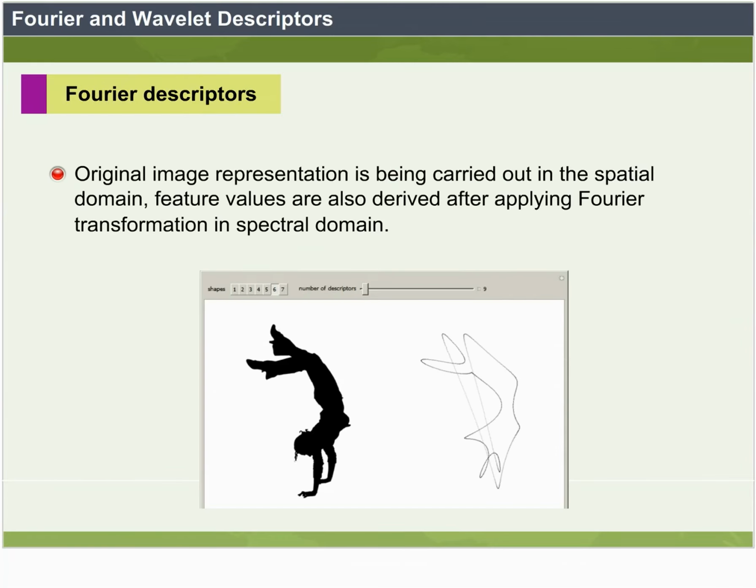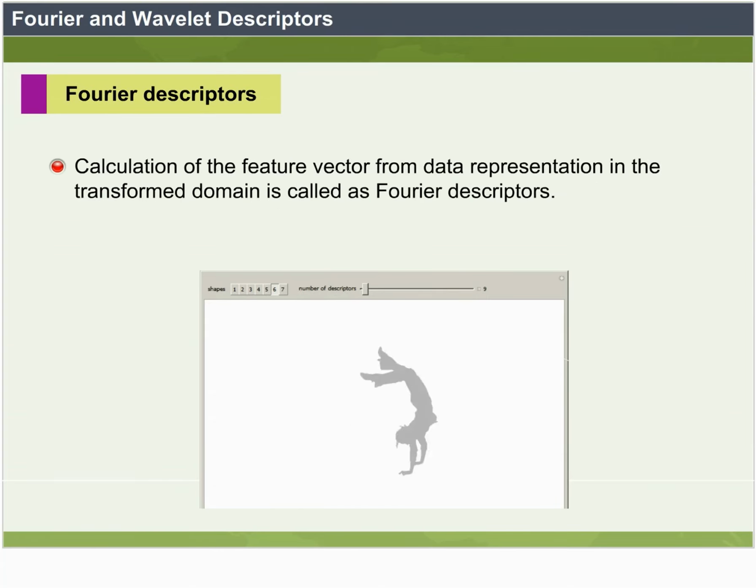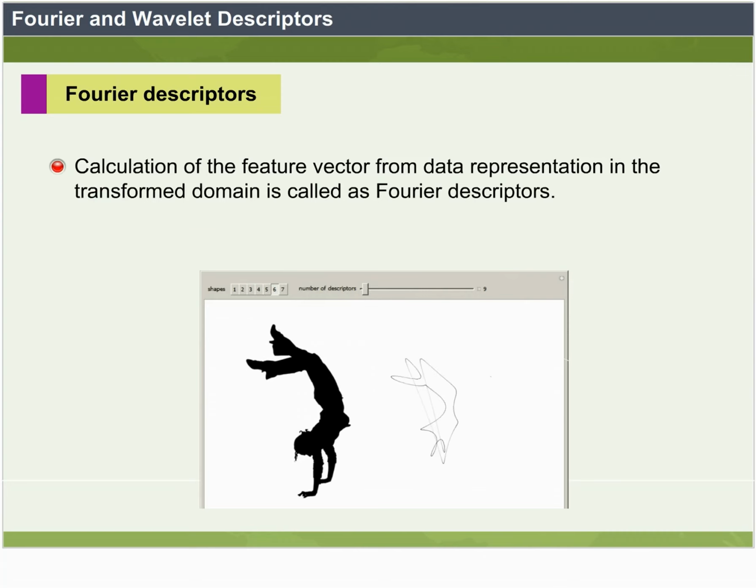Fourier and wavelet descriptors. Fourier descriptors. Original image representation in the spatial domain and feature values derived by applying Fourier transformation. The feature vector calculated from data representation in the transformed domain is called Fourier descriptors.